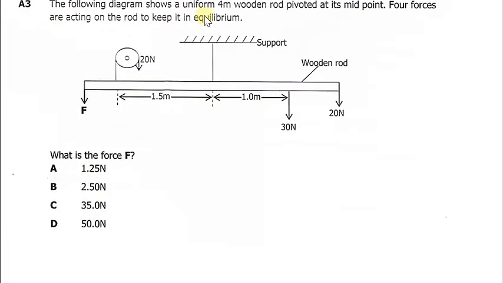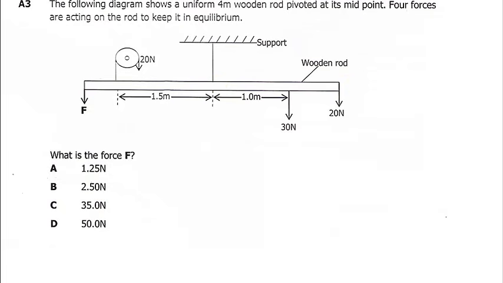So let's go to question 3, which reads: the following diagram shows a uniform 4-meter wooden rod pivoted at its midpoint. 4 forces are acting on the rod to keep it in equilibrium. So we have this uniform wooden rod, which is from here up to here. They're telling us it is 4 meters, and it is pivoted at its midpoint. So it is pivoted here. This is the pivot at the midpoint, meaning from here up to here it is 2 meters, then from here up to there it is 2 meters.